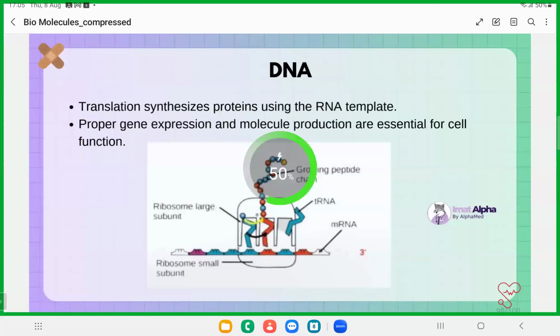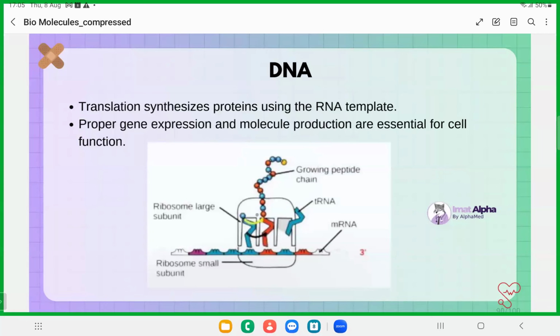Translation. Translation synthesizes proteins using the RNA template. Proper gene expression and molecule production are essential for cell function. If you look at the figure here, you will see the ribosome having the mRNA in the small subunit, and the bigger subunit, with the tRNA, or transfer RNA.